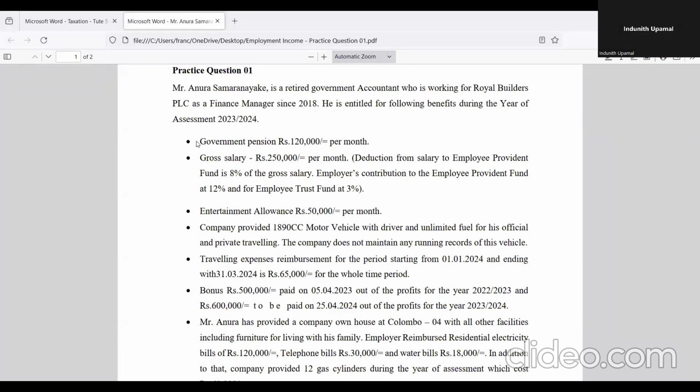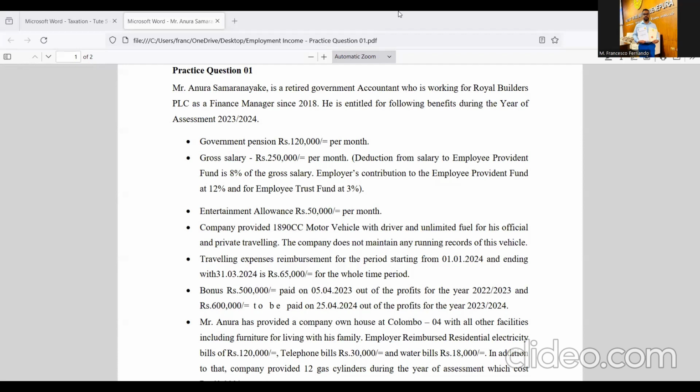Government pension, 120,000 rupees per month, and gross salary, 250,000 rupees per month. Deduction from salary to employee provident fund, 8% of the gross salary. Employer contribution to employee provident fund at 12%, and for employee trust fund at 3%.